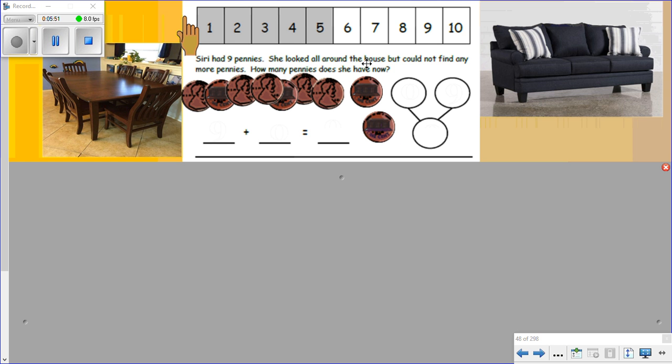She looked all around the house, but could not find any more pennies. How many pennies does she have now? So here are all of her pennies, but she looked all around the house. Well, let's look around the house. We found pennies before in the couch.